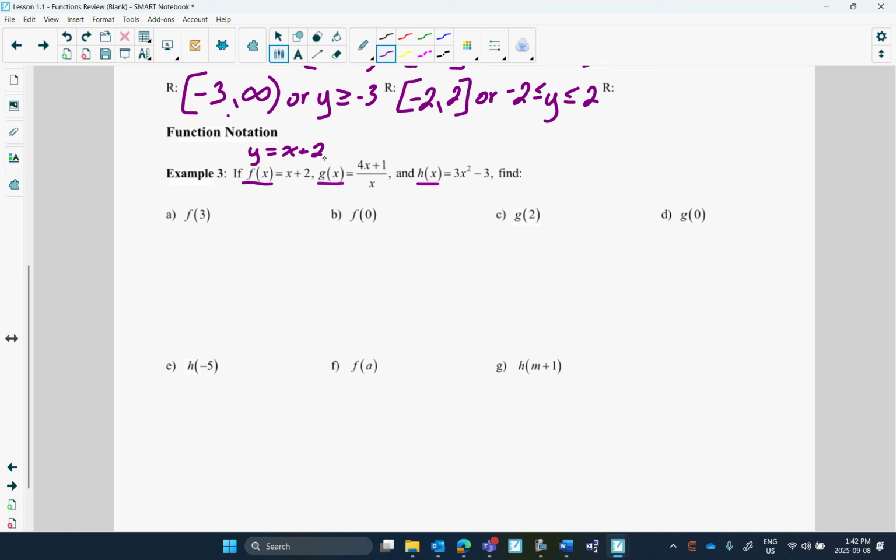How would you find f of 3? What's the 3 replacing? Yes. The x. So replace the x on the right side. You get 3 plus 2. What's f of 0? It's 2. Because you replace the x with 0, add 2, and you get 2.